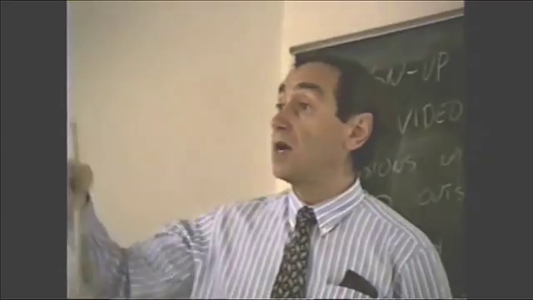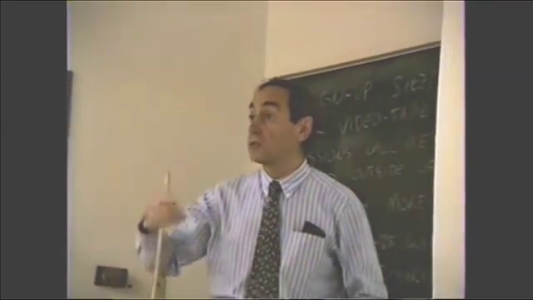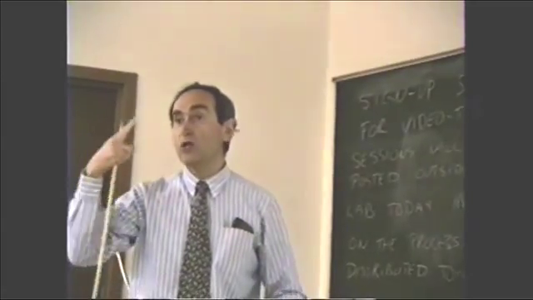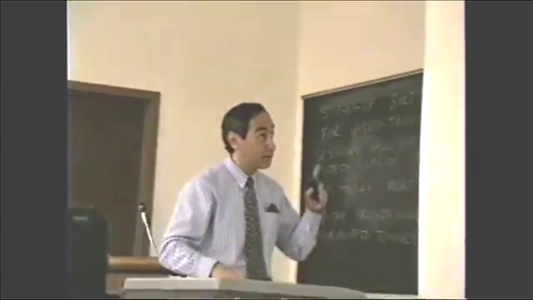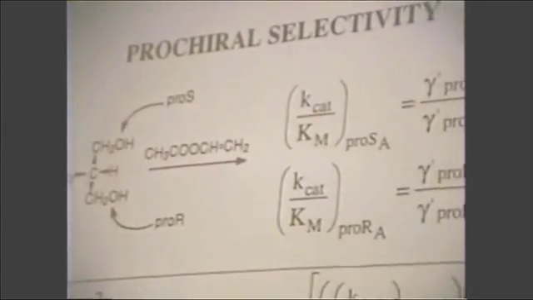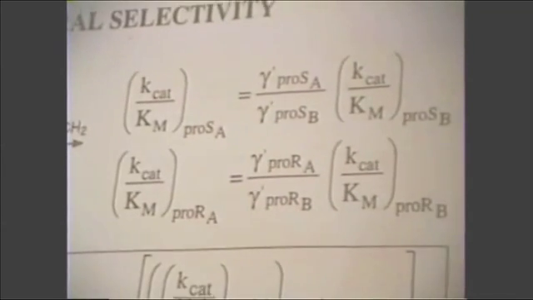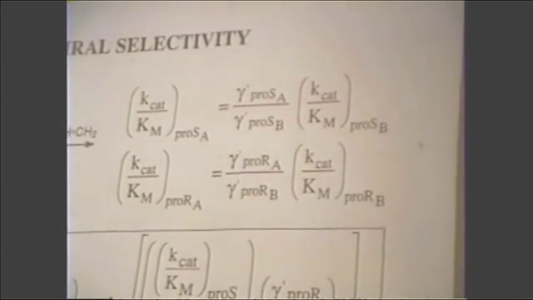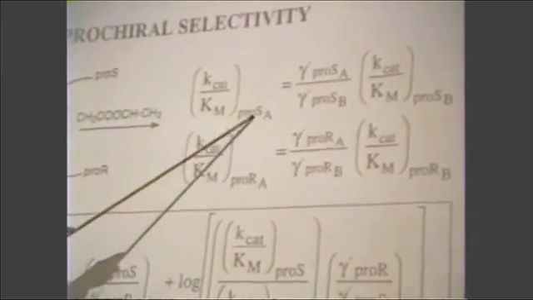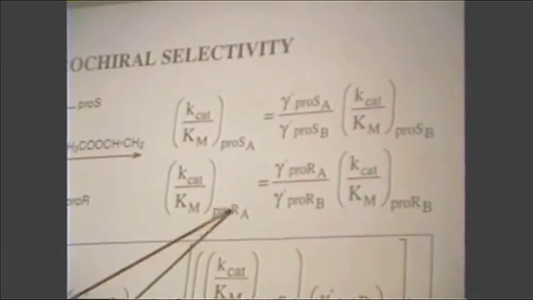So if you write this equation for two substrates and you divide one by the other, you will get the equation for substrate specificity. Now, in the case of prochiral selectivity that we're dealing with, there's actually no two substrates. There is one substrate. But that substrate can undergo two reactions, the pro-S reaction, which gives the S monoester, and the pro-R reaction that gives the R monoester. So, of course, we can write this equation for pro-S and pro-R. And that's what I did here.